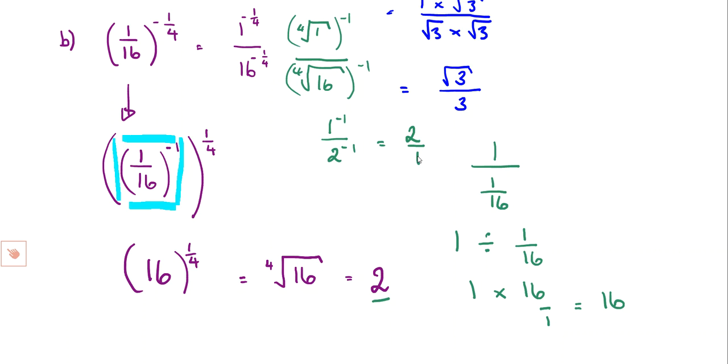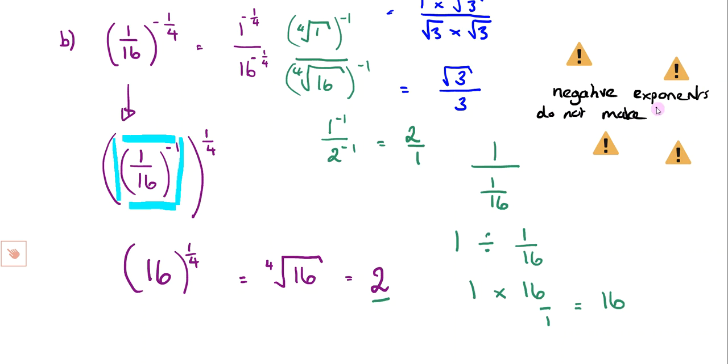The one thing I think we should put, and you should put this in your notes, right? Probably really important. Negative exponents do not make the number negative. But one or more of you will do that in a criterion A test. I'm pretty sure of it.